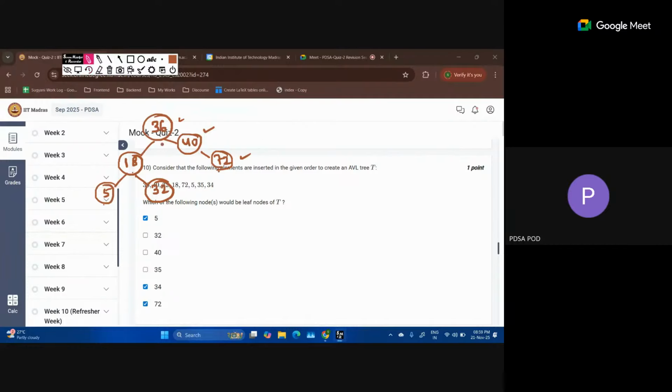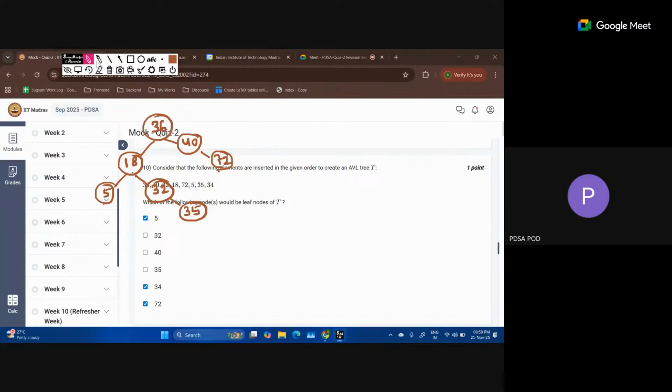We go to 36. 35 is less than 36. So we go to left child. 35 is greater than 18. So we go to its right child. 32. 35 is greater than 32. So we insert it as the right child of 32. Okay. Now is anything unbalanced?